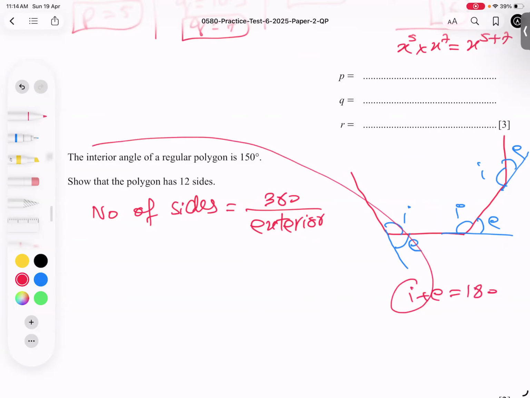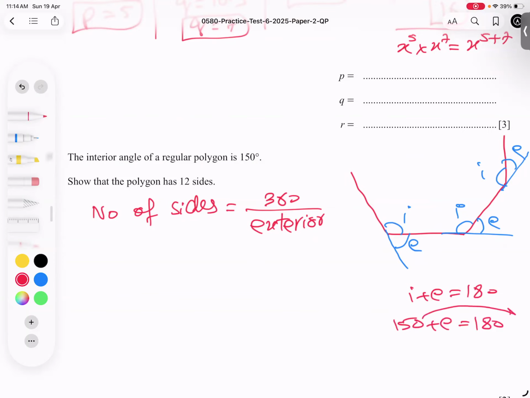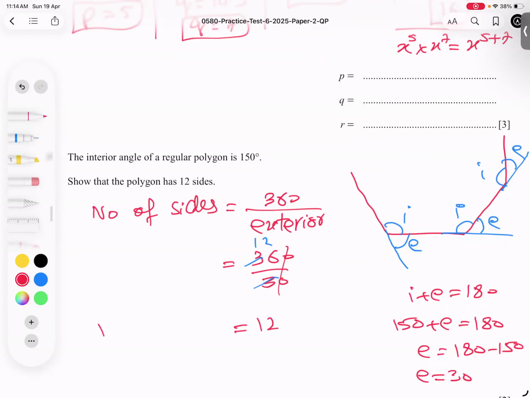And the interior angle is given as 150. 150 plus exterior is equal to 180. This will go on the other side. If I subtract 150 from 180, the exterior is coming 30 degrees. And this 30 I will copy here and I will get my answer. I believe you're understanding. 0, 0 cancel out. So 3 ones are 3, 3 twos are 6, and I've got 12 sides. So the number of sides is 12.